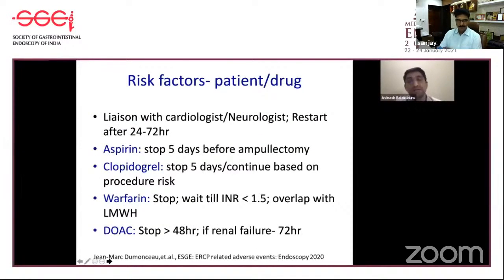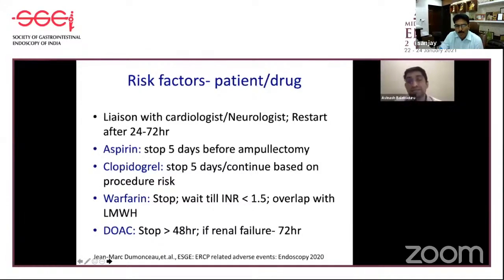We should have a consultation liaison with the cardiologist or neurologist, because when to stop the drug, risk stratification from their side also we need to take into consideration. And when do we restart the same drug after the procedure? Majority of the time, aspirin as a single drug we continue during the procedure, unless it is a case of ampulectomy, where we may have to consider stopping aspirin for at least 5 days.